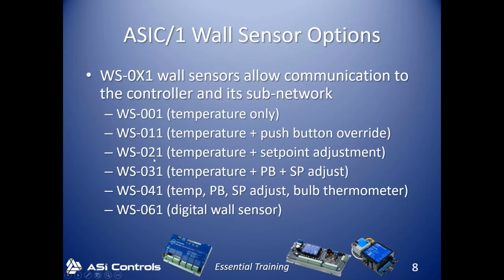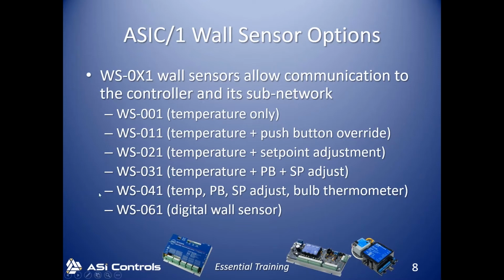The 021 has a slider on it for set point adjustment, and you can program in the controller the range of adjustability. We default to ±3 degrees, but you can do ±1. I think as broad as ±10 degrees. WS-031 has both the push button override and the set point slider. WS-041 has the push button and the set point slider. It also has a small bulb thermometer to give you temperature indication. There's only really one customer that still buys that, so that's why it's still on our price list.